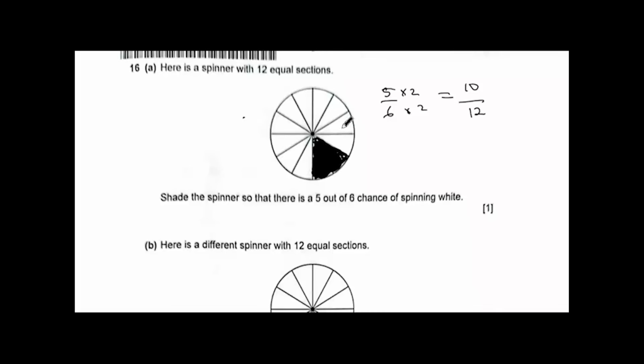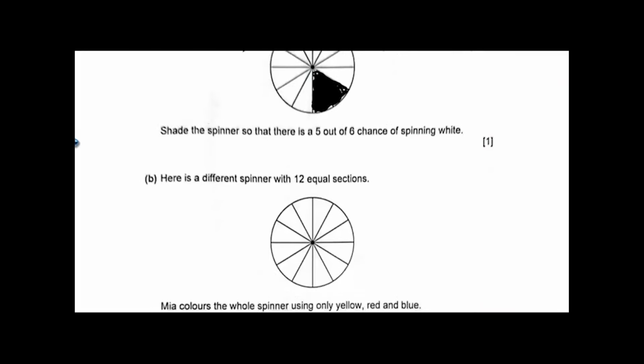that means we have 10 sections for the white, okay, and there will be a chance of 5 out of 6 of spinning the white. 1 2 3 4 5 6 7 8 9 10. So that is what I will have, okay. So let's go to the B part of it.